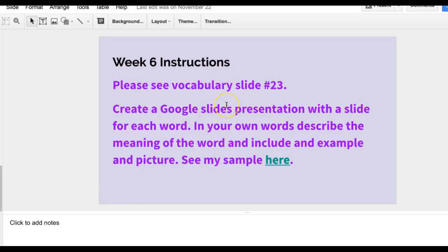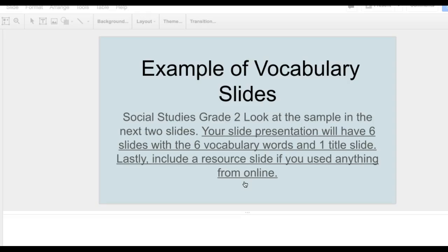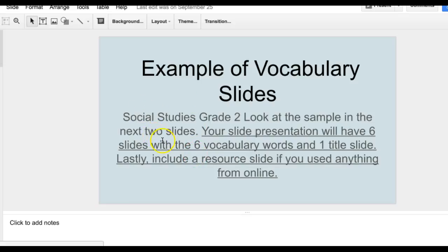And what you'll do is create a Google Slides presentation with a slide for each word. In your own words, describe the meaning of the word and include an example and picture. And if you click here, you'll be able to see an example that Mrs. D put together. And again, there's the directions here, and you're welcome to copy that slide and put it in your own presentation to remind you of the directions and what you have to do.